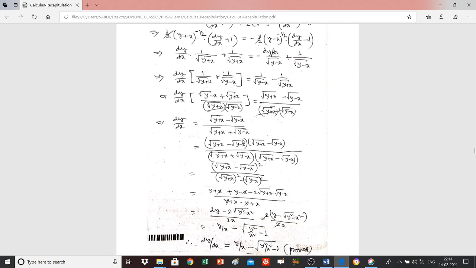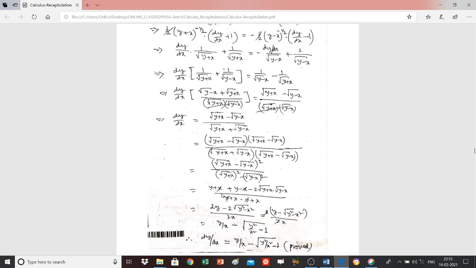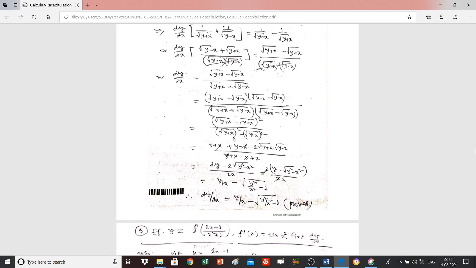That is, multiply both the numerator and the denominator by the term root over y plus x minus root over y minus x. That is done here. So the numerator now is (root y plus x minus root y minus x) whole square, and the denominator is (root over y plus x) whole square minus (root y minus x) whole square. Just calculate the numerator: it will provide you y plus x from the first term, then this square will give you y minus x, then minus 2 root over y plus x root over y minus x. The denominator is this square minus this square, that means y plus x minus y plus x, so that is equal to 2y minus 2 root over y square minus x square by 2x.